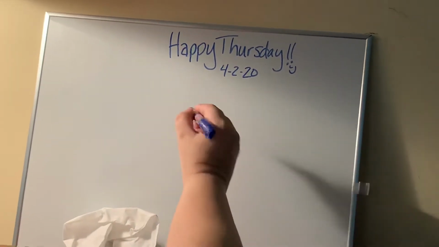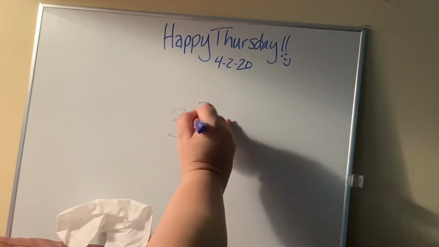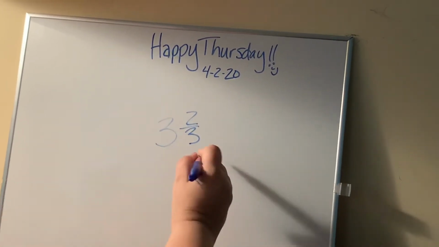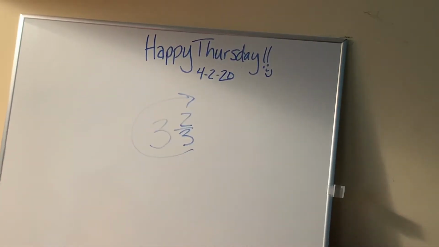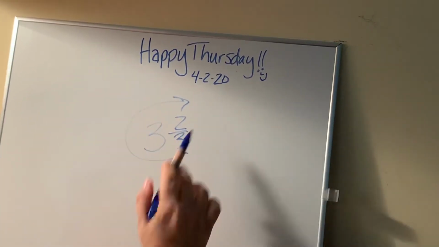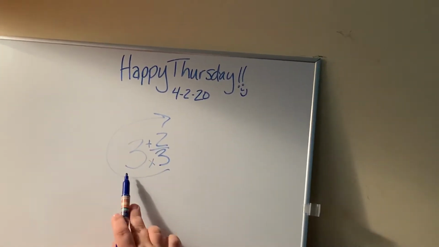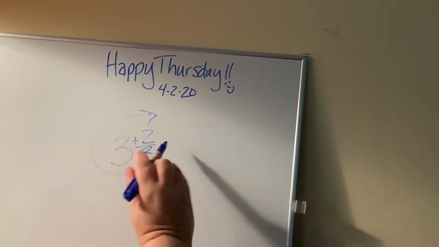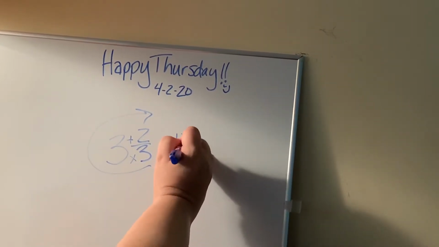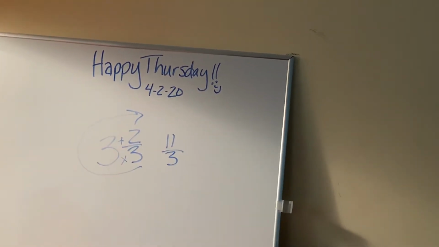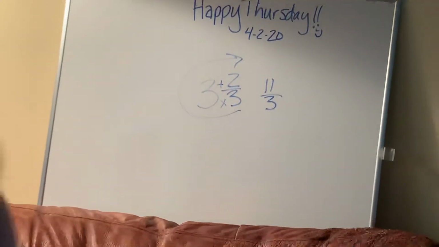Let's try 3 2/3. Again, start at the bottom with the denominator and go around. 3 times 3 plus 1. 3 times 3 is 9. Plus 2 more is 11. So this is the same as 11/3.